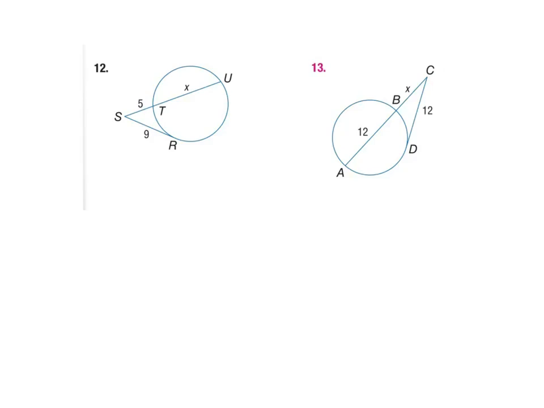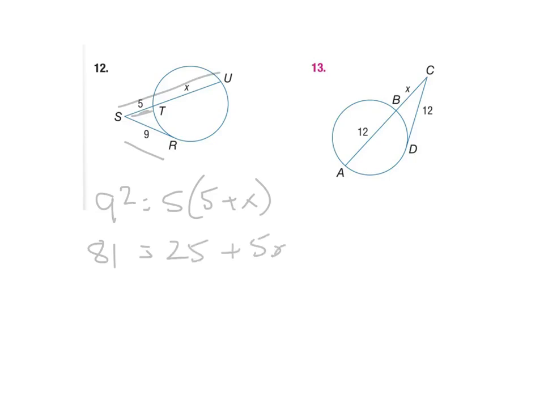Alright, so let's have a look at number 12. SR is the tangent, so you're going to have 9 squared, and this is going to be whatever is on the outside, which is 5 times whatever the whole length is, which is 5 plus x. Alright, let's simplify it. 9 squared is 81, and then distribute, so 5 times 5 is 25 plus 5x. Okay, subtract 25 from both sides, so that's 56 equals 5x.